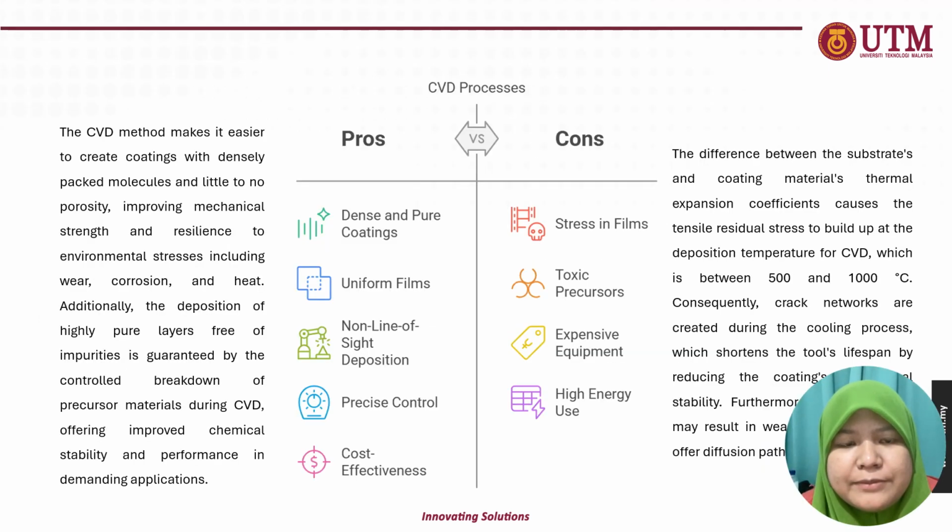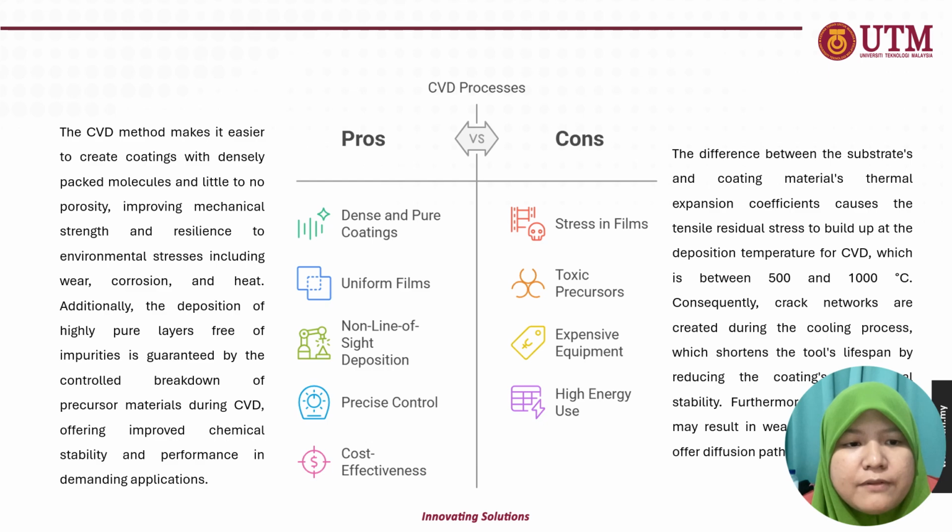So the next slide is about pros and cons for CVD coating. So we go for the pros first, the advantages. It provides dense and pure coatings, which is very good, which means that it provides low porosity and low impurities coatings. The second one is it provides uniform films, because CVD operates at 500 to 1000 degrees Celsius, so it is chemically and metallurgically bonded with the substrate, which provides a strong adhesion coating.